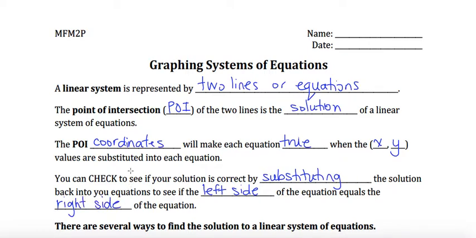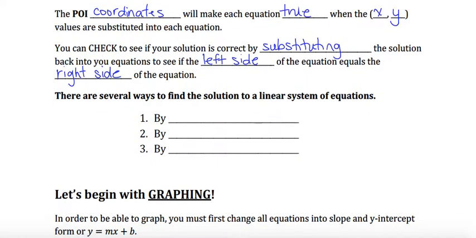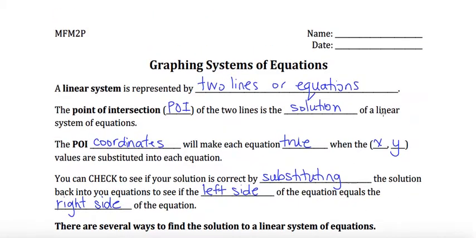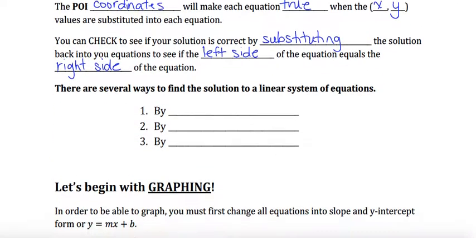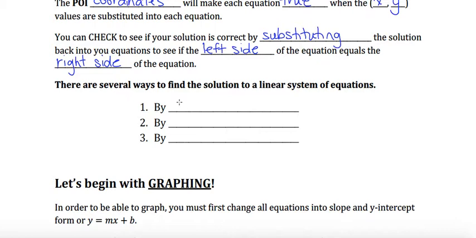So there are several ways to find the solution to a linear system of equations. We're going to look at three in this course. Number one is by graphing, two is substitution, and three is elimination. We're going to start with graphing.